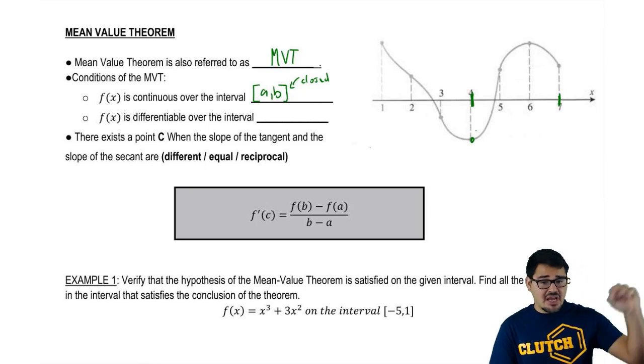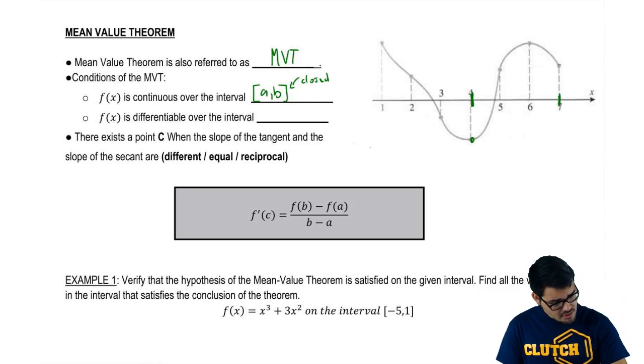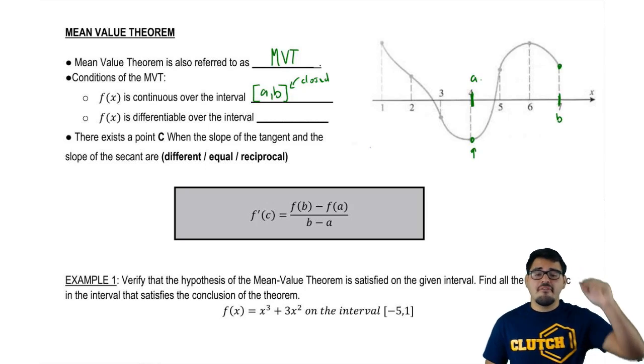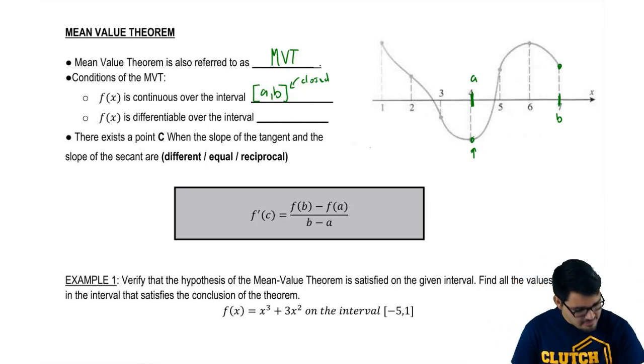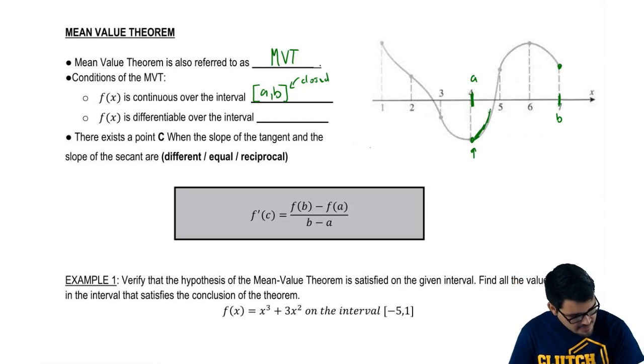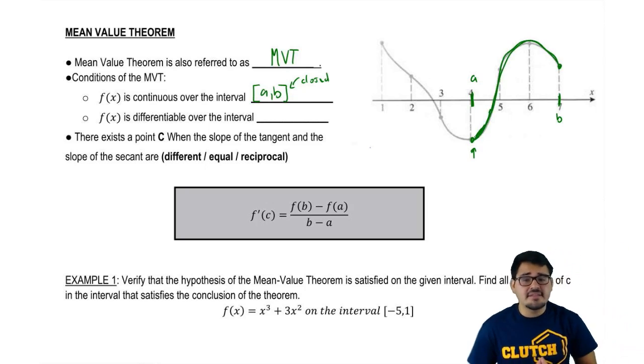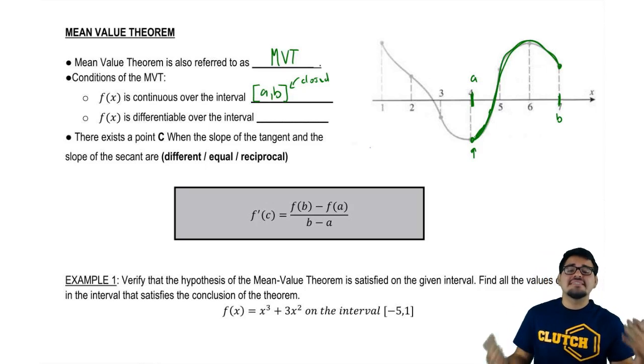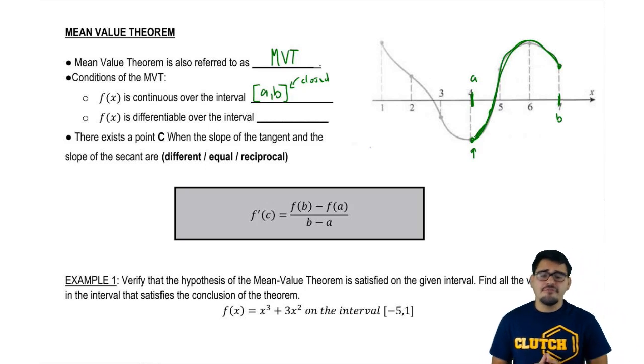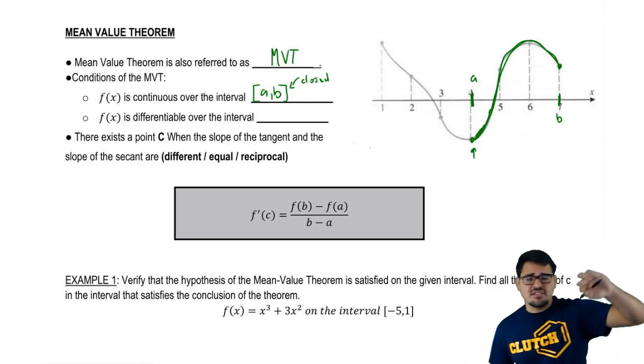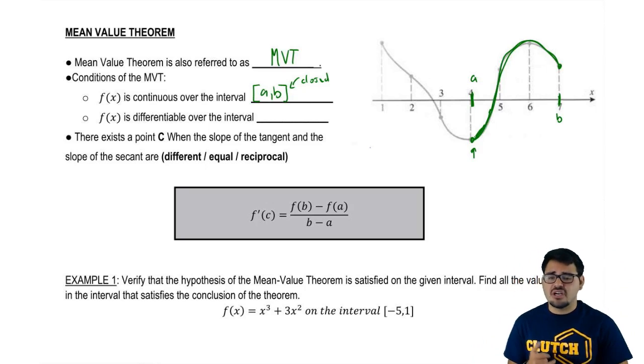Which means I am talking about my function from this point right here, which is going to be my A, this is going to be my B, and then I look at how my function behaves from A to B. So I'm mainly focusing on how my function is all throughout here, right? So that's what I care about. And I'm going to be like, okay, is this function continuous? Sure, the function is continuous from A to B. It's nice and smooth, and there's no discontinuities.